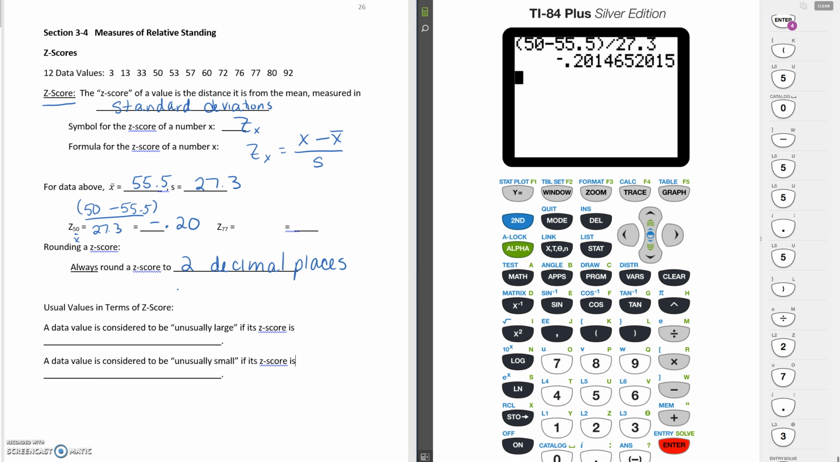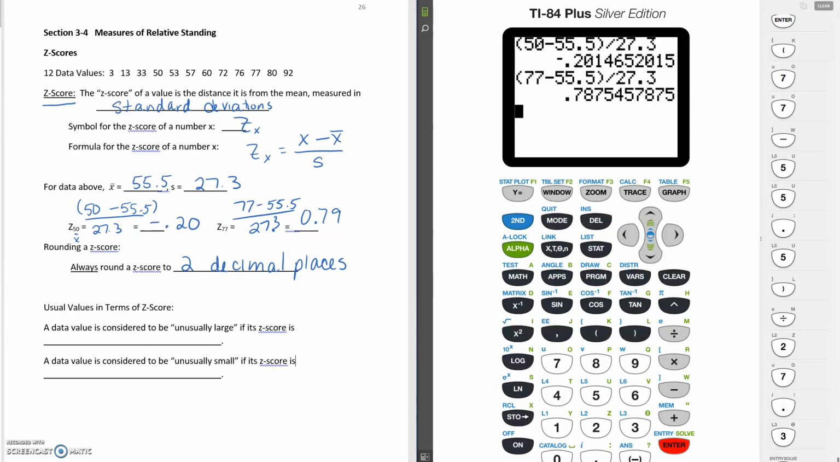If we want the z-score of 77, we would take 77 minus the mean and divide by the standard deviation. So again, in our calculator, make sure you put parentheses around the numerator. So our z-score here would be 0.79. Again, that's a positive value because 77 is bigger than the mean.